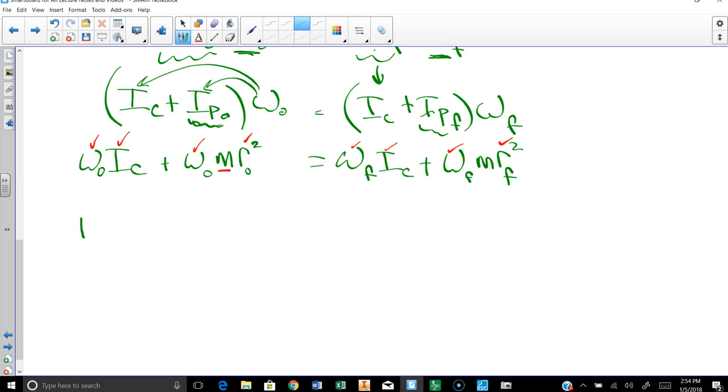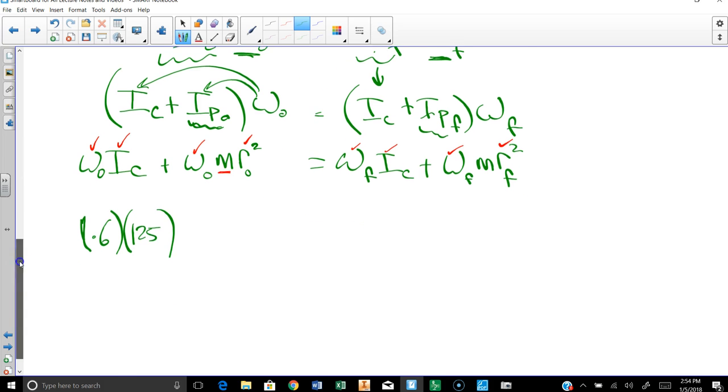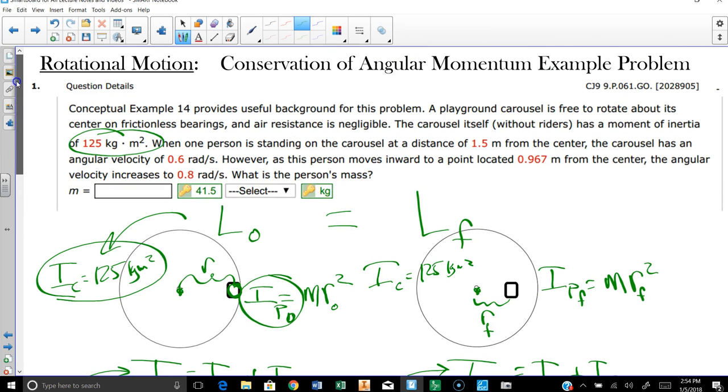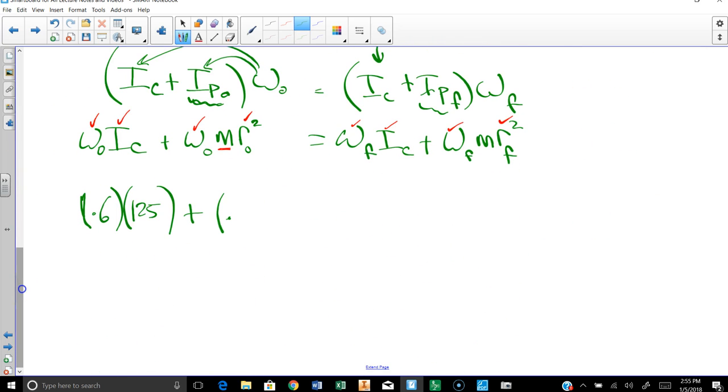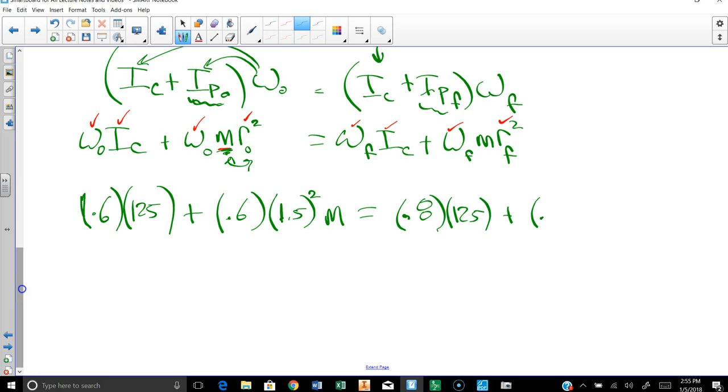So this is going to be, doing this from memory, 0.6 times 125. I should check that. Yep. Plus 0.6 times, I'm going to put the radius here, so that's going to be 1.5 initially squared. And then I'm going to put the mass, my unknown, there. Equals 0.8, the final rotational speed, radians per second, times 125, the carousel didn't change, plus 0.8 times 0.967, squared, don't forget to square that, times m.